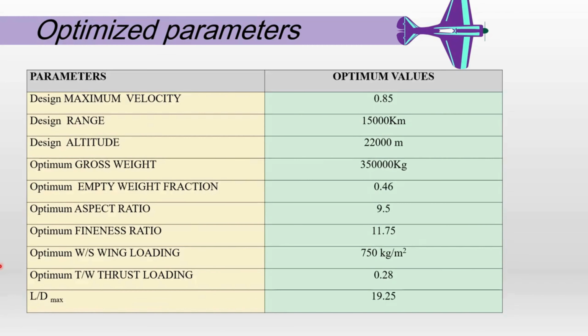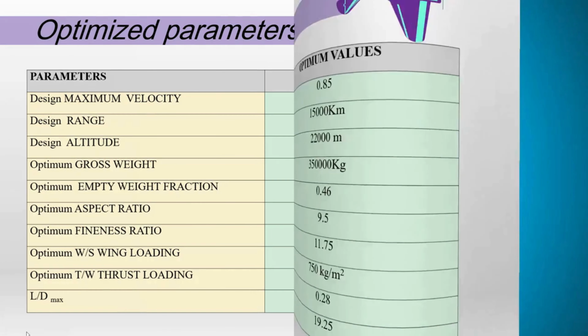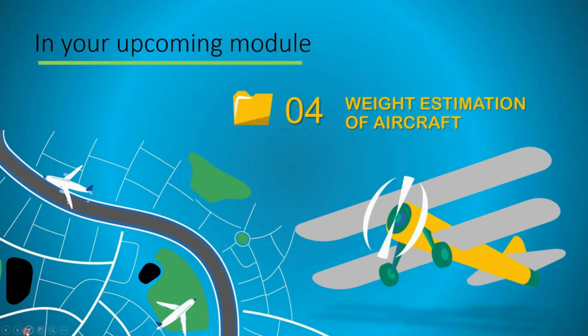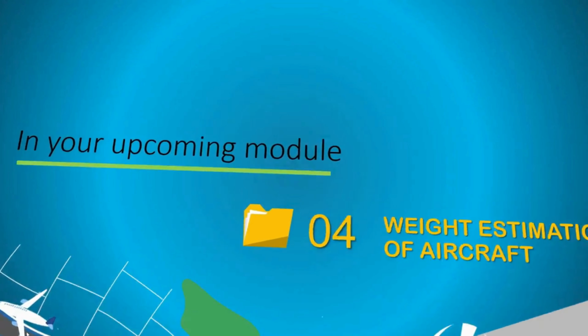And finally you put that in a tabular column, and based on these optimum values, further we can proceed to the weight estimation of the aircraft. We will see in the next module how to estimate the weight of the entire aircraft.